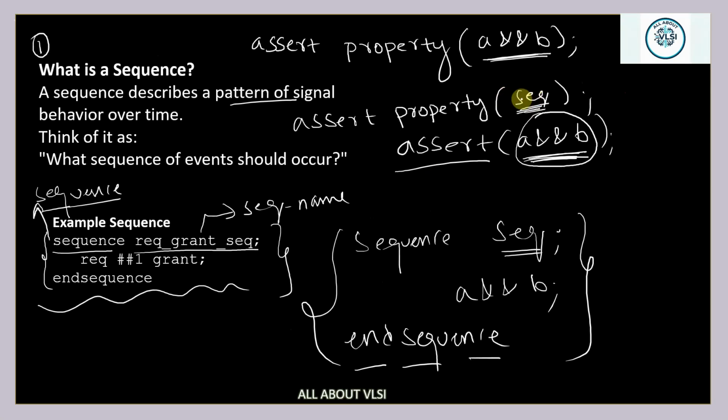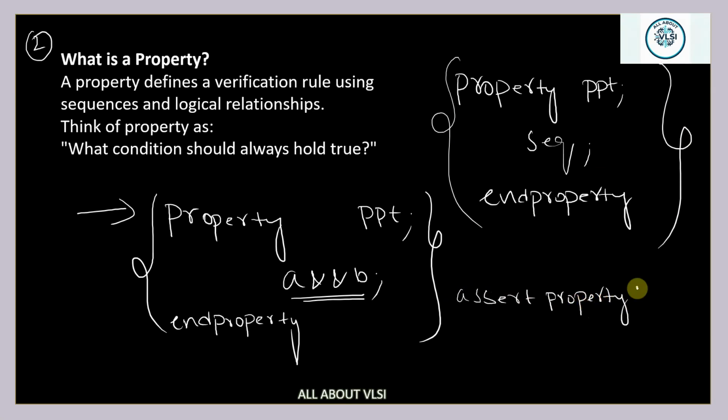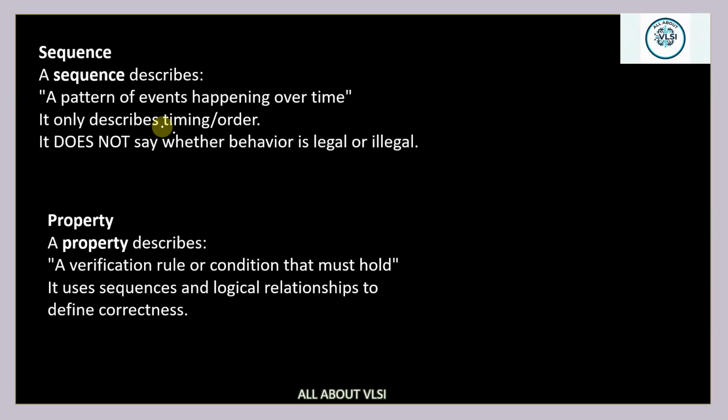Sorry, here you cannot use the sequence directly. Whatever sequence you have declared should be declared inside your property. And then you need to assert this property: assert property, followed by the property name PPT. Okay, let me show you the rules over here.